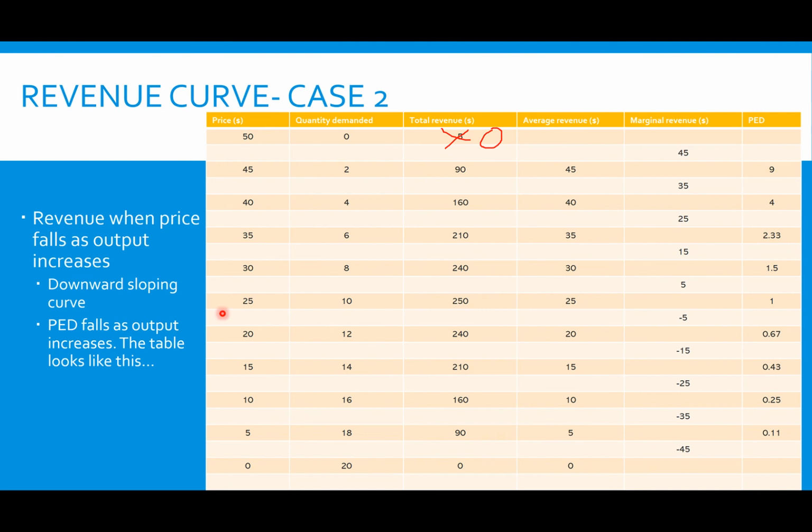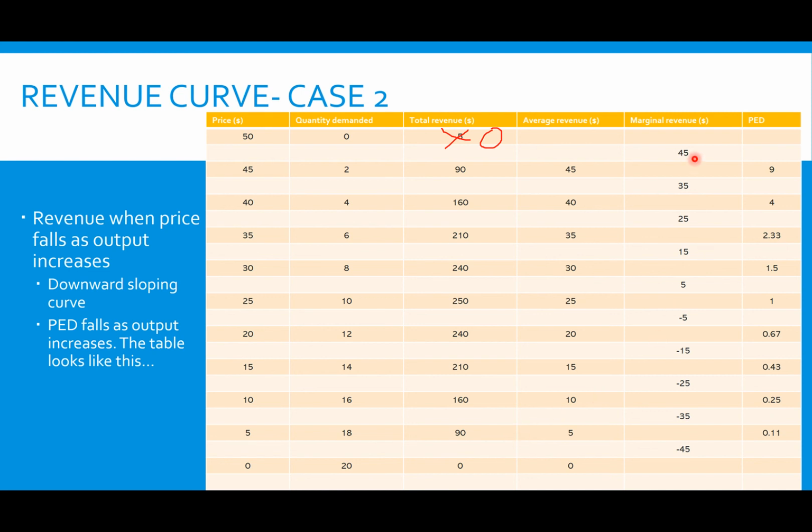Well, again, average revenue is the same as price, but it is not for the very first one, because remember, average revenue can be calculated by TR divided by Q. TR here is zero, Q is also zero. Zero divided by zero, no answer. Same for marginal revenue here. For the later ones, it follows the price until it's zero. If the denominator is not zero, then 0 divided by 20 is 0.